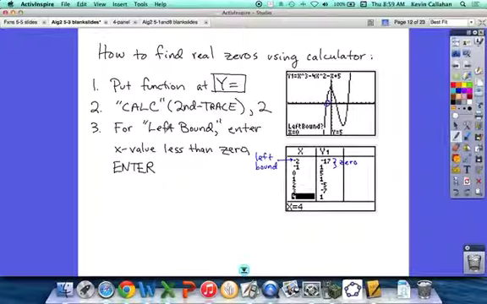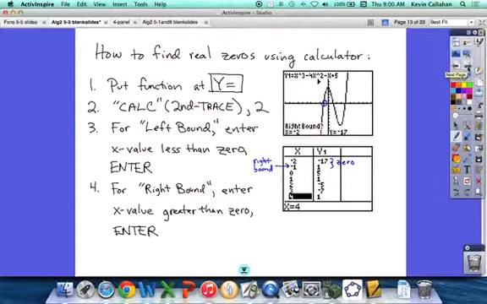Okay, so when it says left bound, it's expecting you to enter an x value which is less than the zero. So looking at the graph there, it looks like it's around -1. If we just use the table of values, we know that this -2 is less than the zero, right? It's in between -2 and -1. So let's use -2 as our left bound, right? So enter -2 and then hit enter. Right? When you do that, are we okay with that? Did you hit -2, enter?